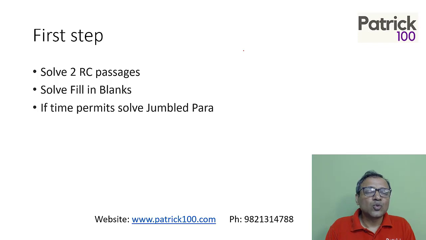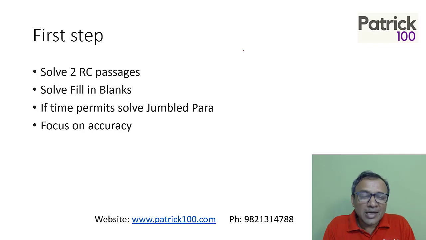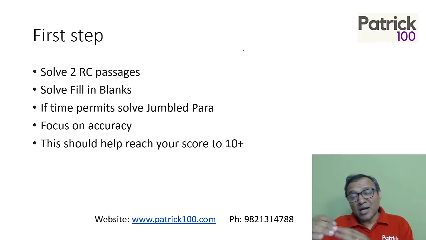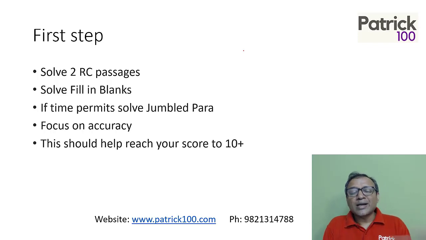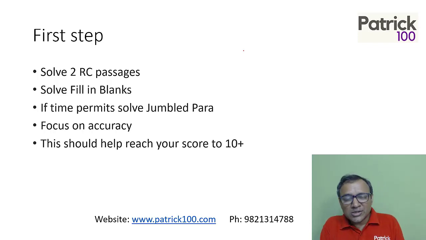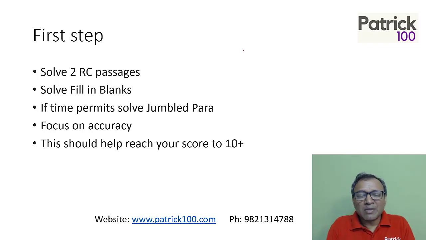So solve 2 RCs, solve fill in the blanks, and if time permits, solve jumble para. It comes to approximately 12 questions. Try to focus on accuracy and get them correct if possible. Pick up 2 of the 4 RCs which are easier and then solve. Try to score 10 plus at least. With 12 questions, getting maybe 6 correct and scoring 12 to 15 marks is what your first step should be.